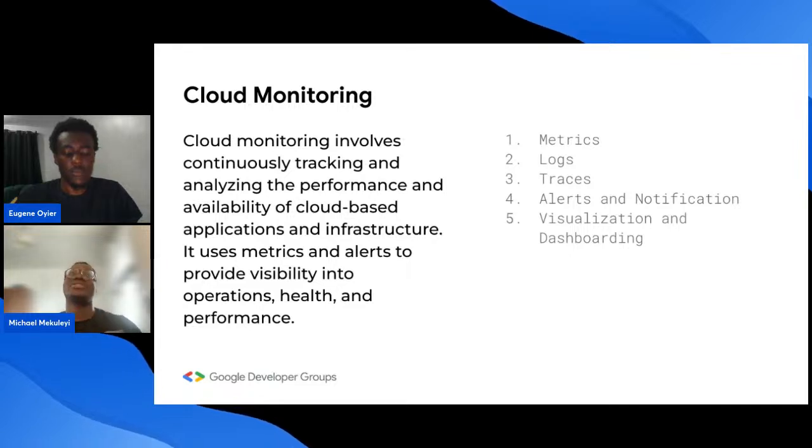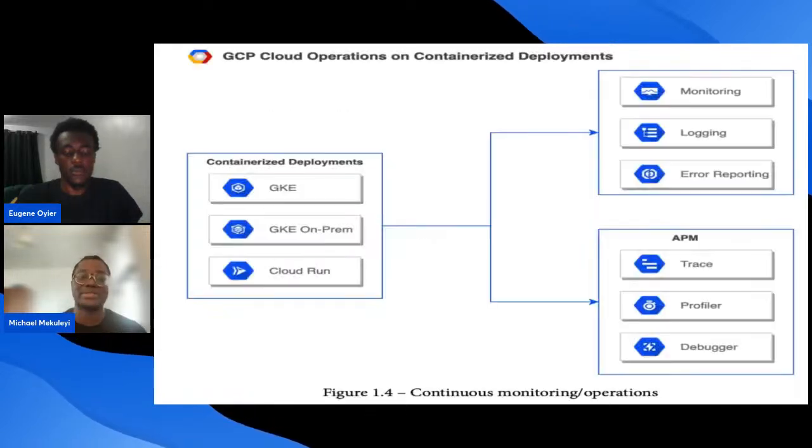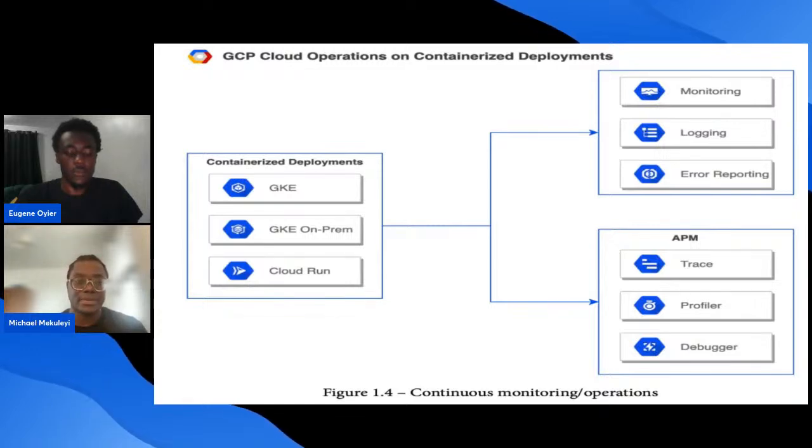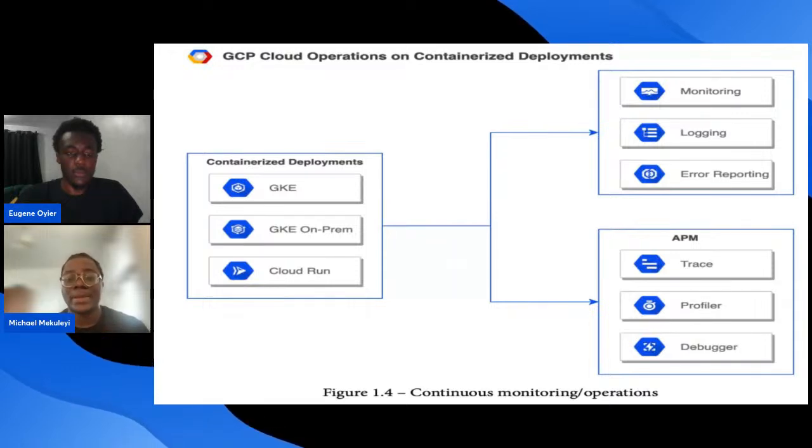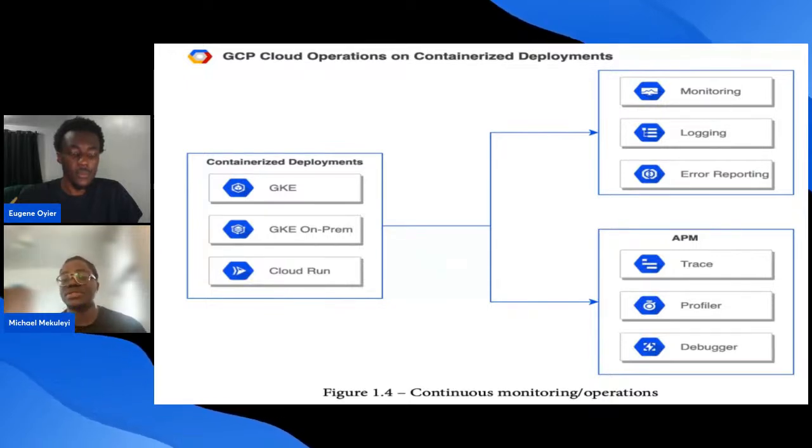And cloud monitoring is actually a big sector in GCP. So in GCP cloud operations, we have GKE, we have GKE on-prem, and we have Cloud Run. So let's say these are containerized deployments. And if we are feeding into cloud operations, we are looking at feeding into monitoring, logging, and error reporting. We are also looking at feeding into application performance management using Cloud Trace, Cloud Profiler, and also Cloud Debugger. So these 6 tools are what we use to manage the cloud environment: monitoring, logging, error reporting, trace, profiler, and debugger.